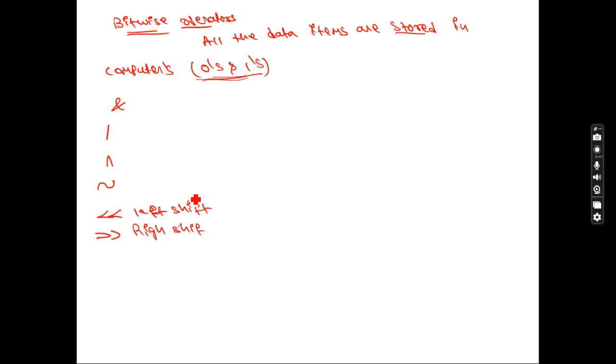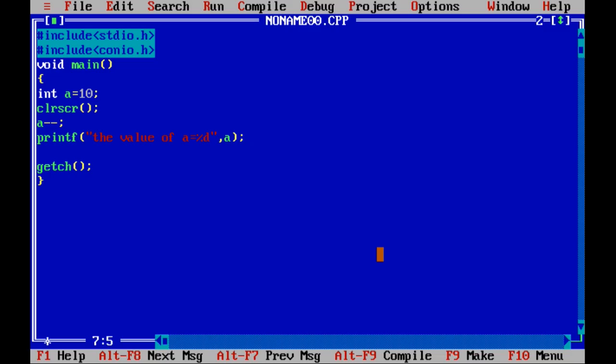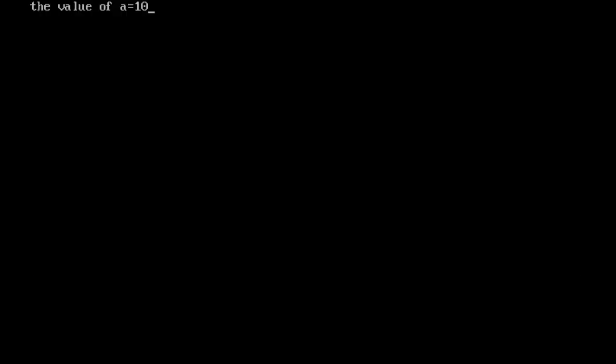Whatever topics I explained, I will explain the same thing with practical programs. Just to concentrate, I will go to the program screen and press enter. Before I explain the relational operator, I will explain the assignment operator. I am assigning the value a equal to 10. This is the equal to symbol. If I print the value of a, you will get a equal to 10.